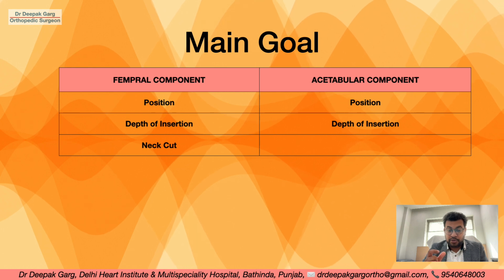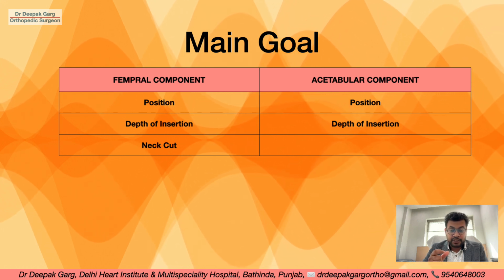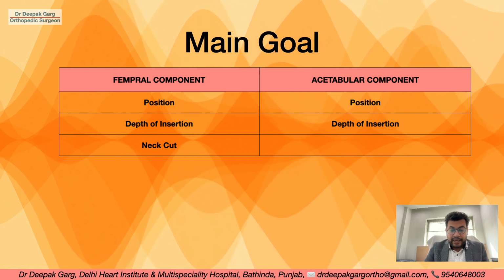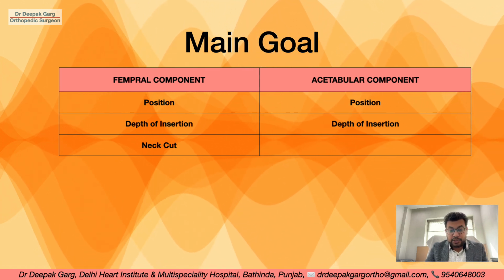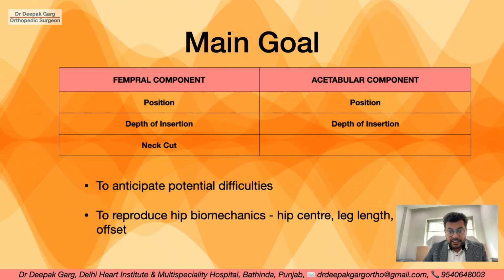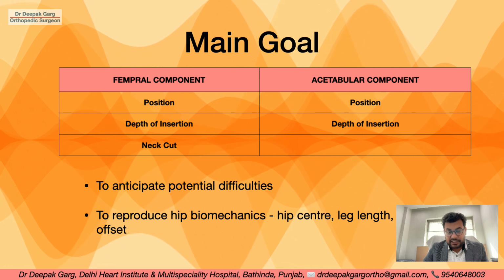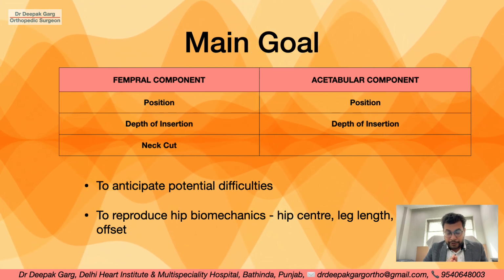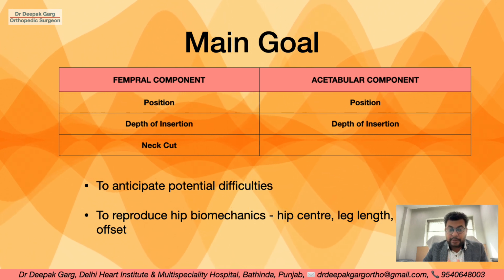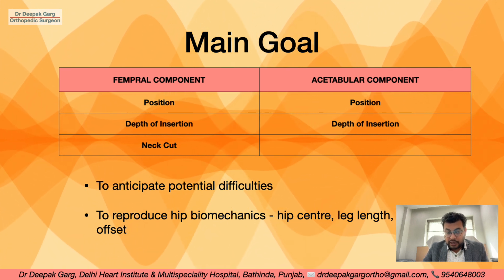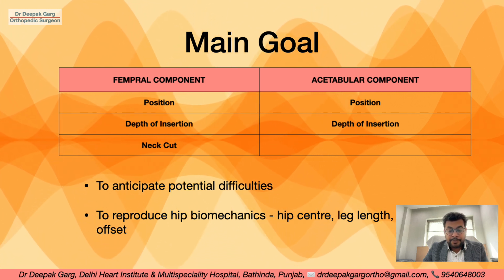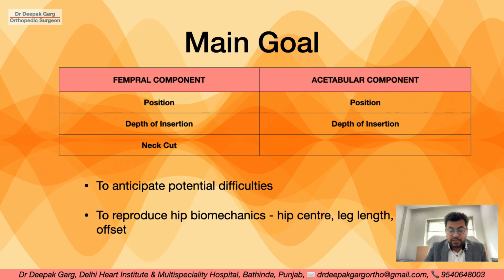We want to know the position of the implant and the depth of the implant before we go for the surgery. And also we want to know the exact location of the neck cut that we need to take during the surgery. We want to anticipate any potential difficulties that we may have during the surgery, and we want to reproduce the biomechanics of the hip. That will include, we want to get the same center of hip, the same leg length, and we want to maintain the same femoral offset.